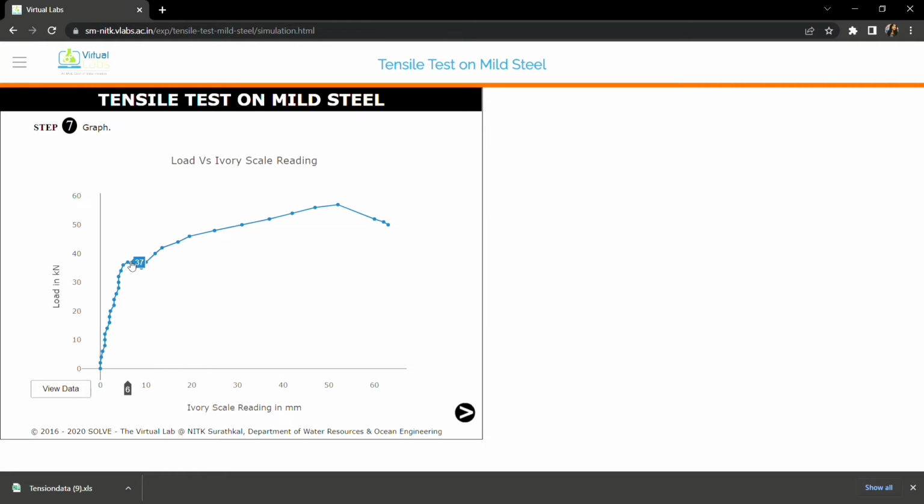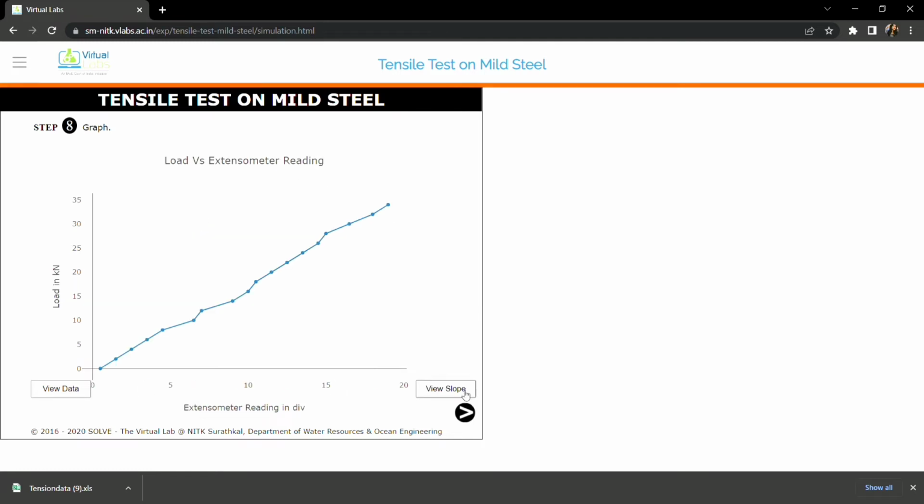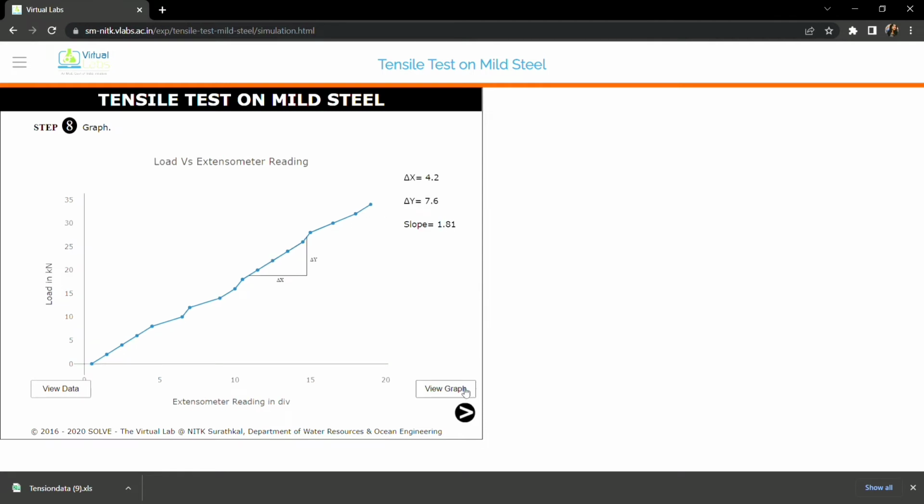Next, step 7, the graph: load versus ivory scale reading. The lowest point is 37 and the highest point is 57. Step 8 is the graph of load versus extensometer reading. The slope of this graph is 1.81.